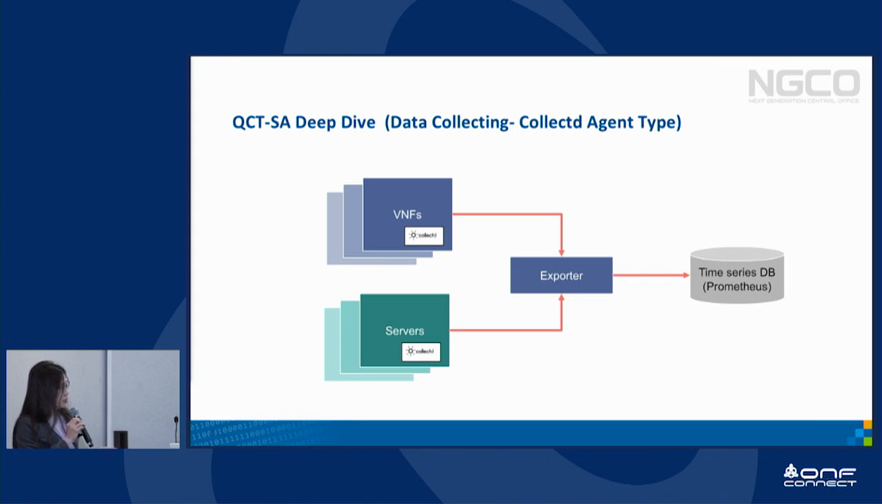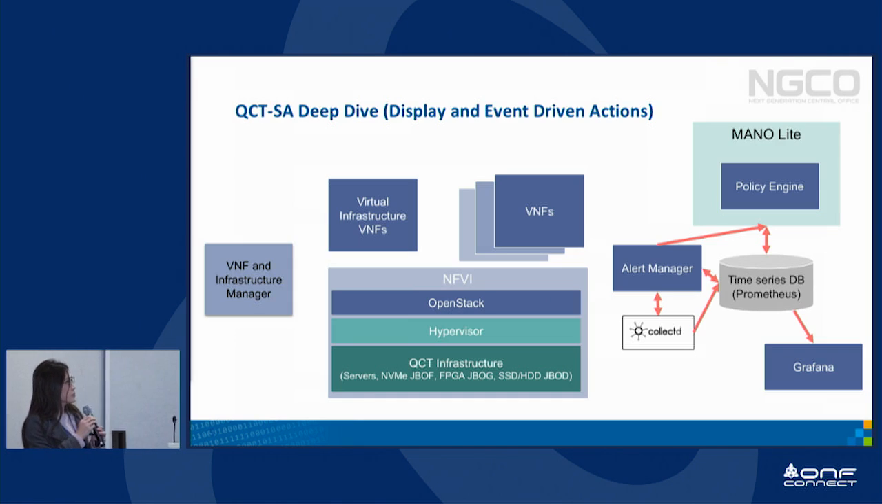The agent type means that collectd can be installed into the VNFs and the servers directly. And then collectd gets the statistics from the VNF services or from the operating system directly. Then the data will be delivered to the exporter and written to the database.